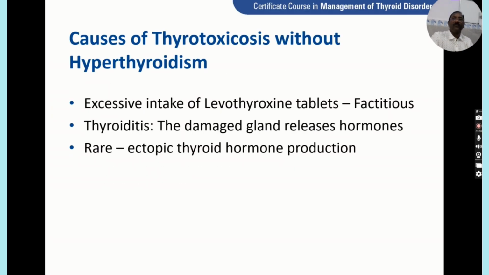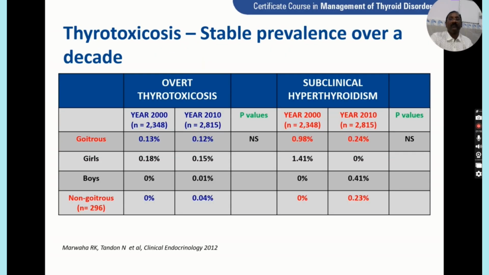So, causes of thyrotoxicosis without hyperthyroidism. The thyroid gland is normal here, but thyrotoxicosis is there. The excessive intake of levothyroxine tablets, so obviously people present with excess thyroid symptoms. Thyroiditis, where the damaged gland releases the hormones. Rare ectopic thyroid hormone production.